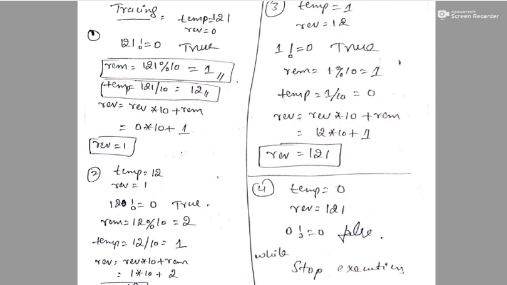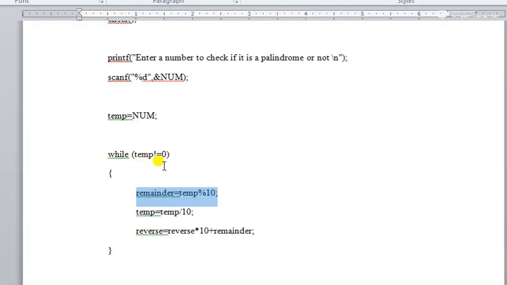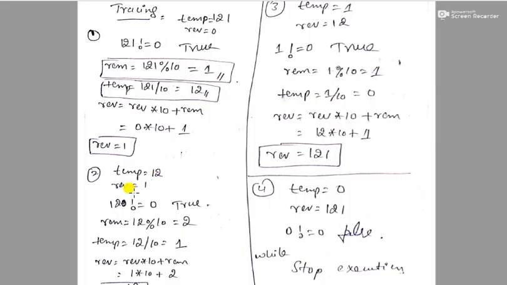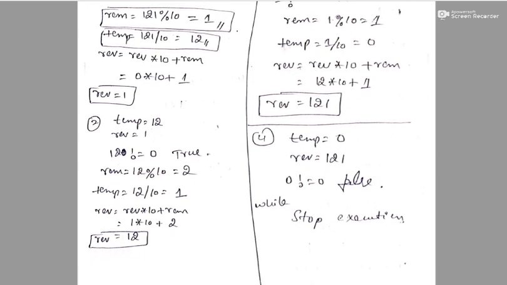Again that process repeats. First you check temp not equal to null. First you have to check this condition, temp not equal to null. So temp value is what? 12 now. 12 not equal to 0, condition true. Next you have to find out the remainder. What's your remainder value? Remainder is equal to temp modulus 10. 12 modulus 10, we get 2.